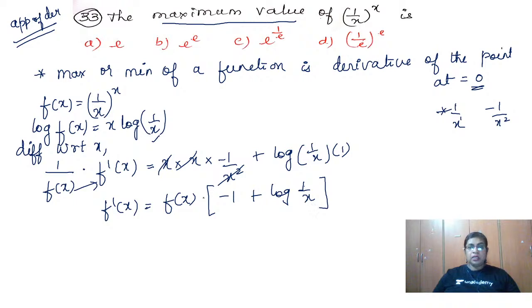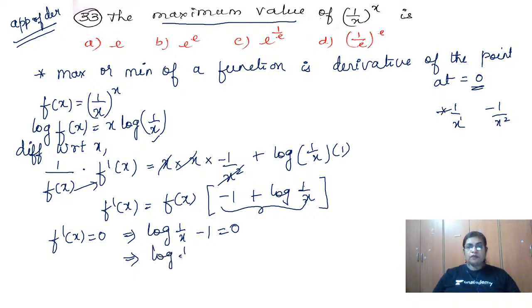Hope this much is clear. Now, when I equate f dash of x to 0, what will happen? This f of x can't be 0, so then who has to be 0? It has to be log 1 by x minus 1 has to be 0. Minus 1, I shift that side. So log of 1 by x is equal to 1. So what is 1 by x? Now how to remove log? Take exponential on both sides. So 1 by x is equal to e to the power 1. I don't want 1 by x, I want x. So therefore x is equal to 1 by e. So you got one critical point.